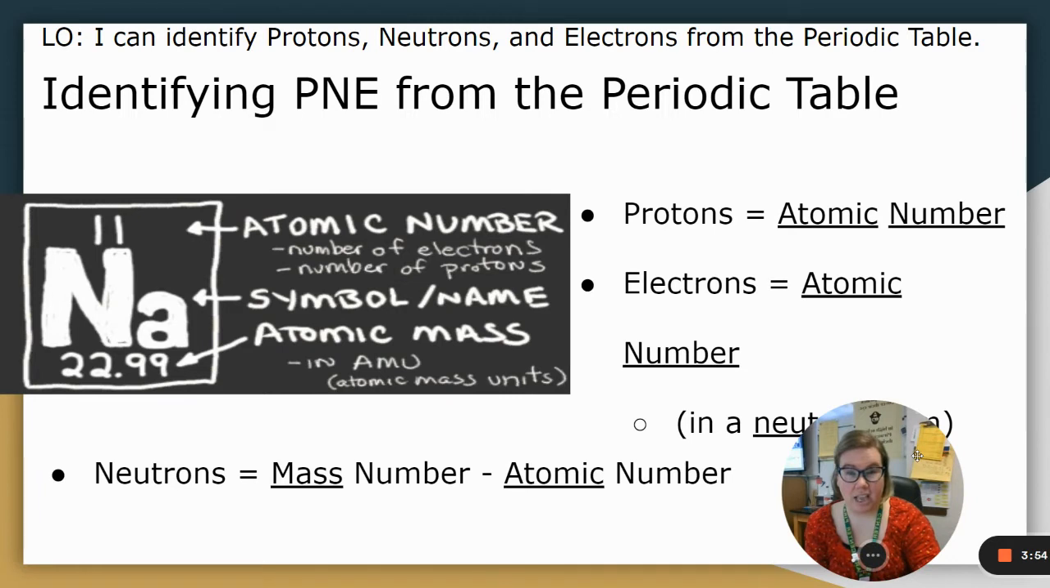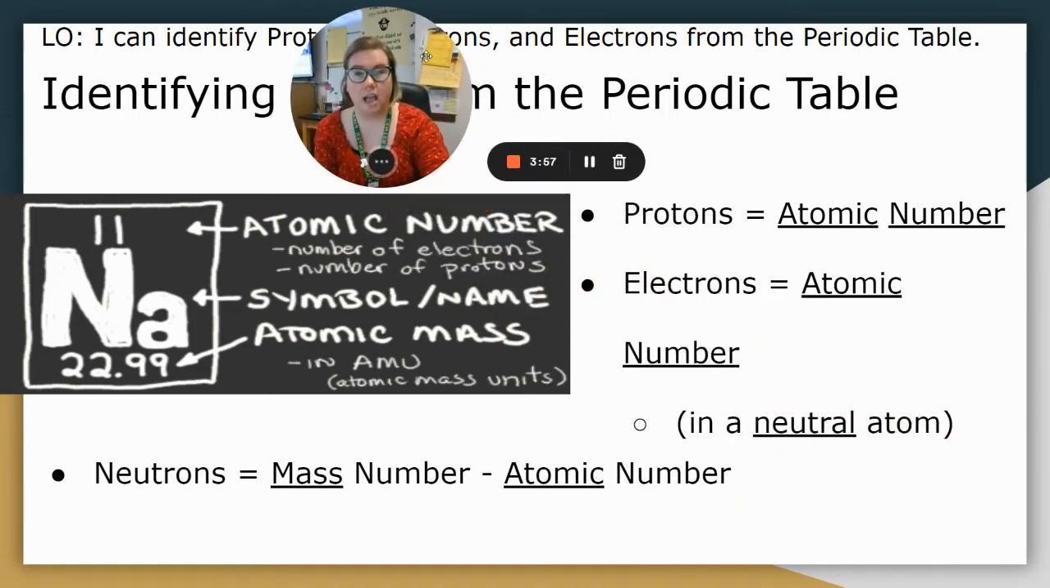So identifying PNE from our periodic table. Protons are just the atomic number. That's the fingerprint. That's the thing that identifies the atom. So in the picture there, 11 is our atomic number. That's the number of protons in sodium, always. If it's 12, it's something different. If it's 10, it's something different. The number of electrons is the atomic number as well. So the electrons are also the atomic number in a neutral atom. Like I said, there are some variations. We'll get to those at a later point in time.